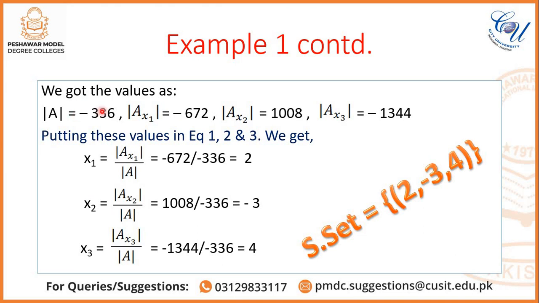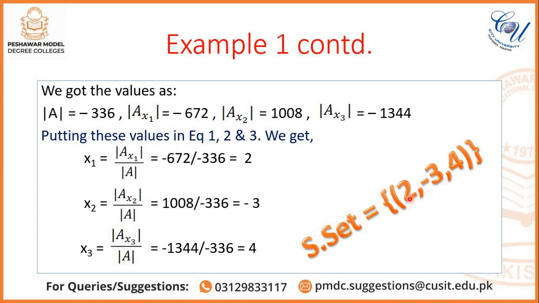As we got all the values like A determinant, A for x1 determinant, A for x2 determinant and A for x3 determinant, now putting these values in equations 1, 2 and 3, we get x1 is equal to this. Upon simplification, it is equal to 2 and x2 is equal to this, which is equal to minus 3. Similarly, x3 is equal to minus 1344 upon minus 336, which is 4. So the solution set is 2, minus 3 and 4.